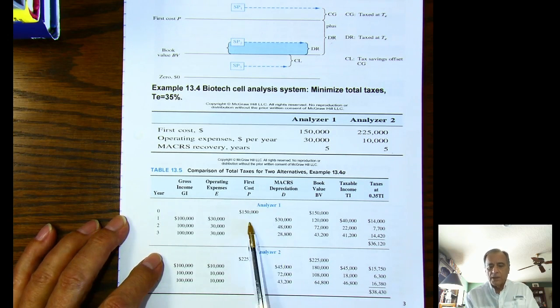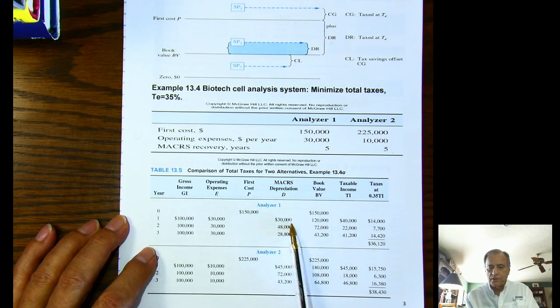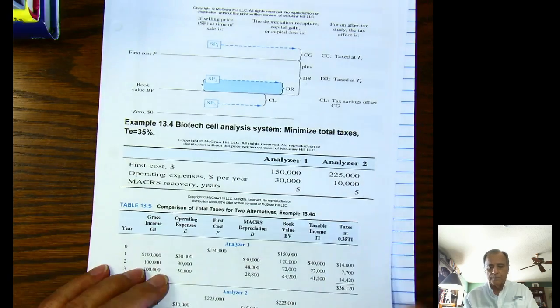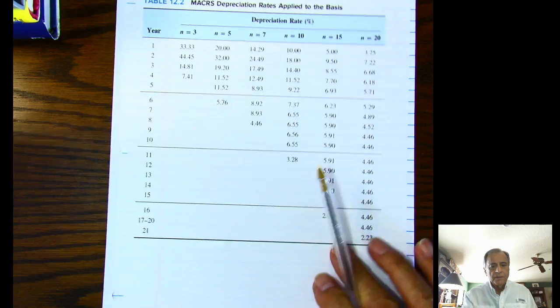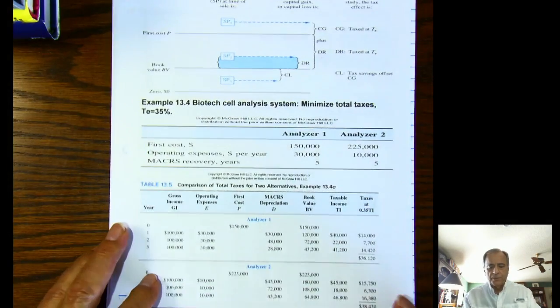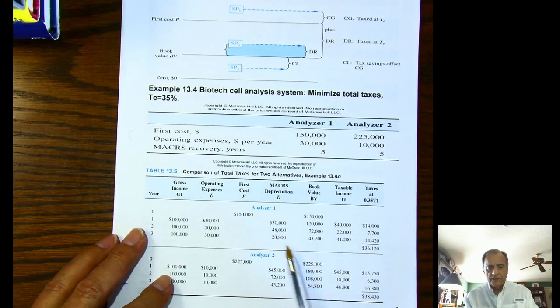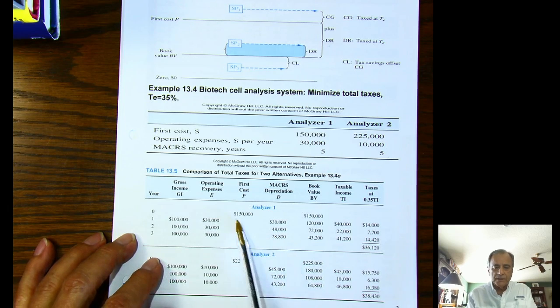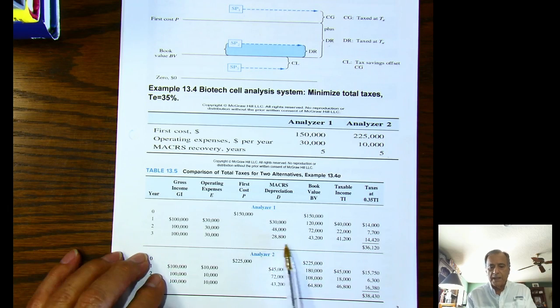Analyzer 1 costs $150,000, so the depreciation in year 1 is 20% of that number. So 0.2 times this is $30,000 in depreciation. And then in the second year, it's 32%. So we'll take 32% of $150,000 to get $48,000, and then it's 19.2% the third year, and that's $28,800.